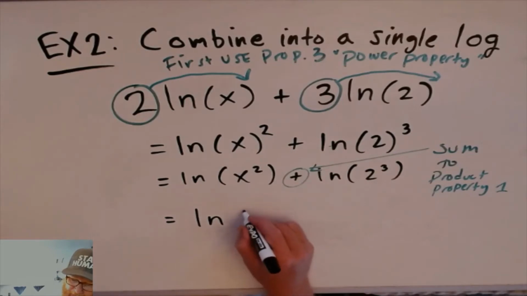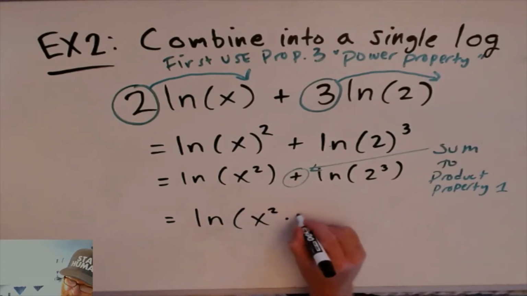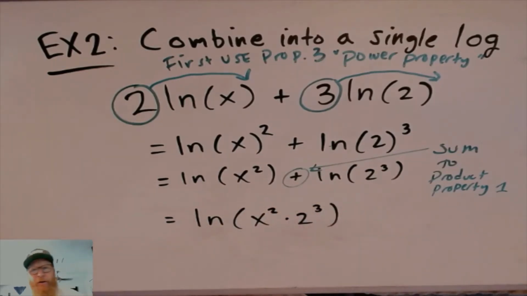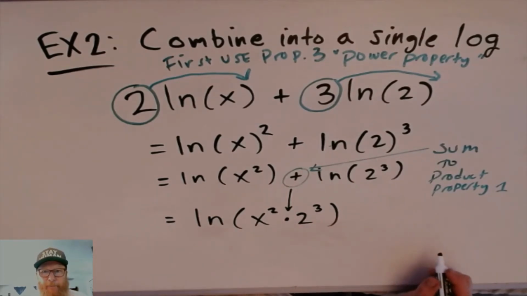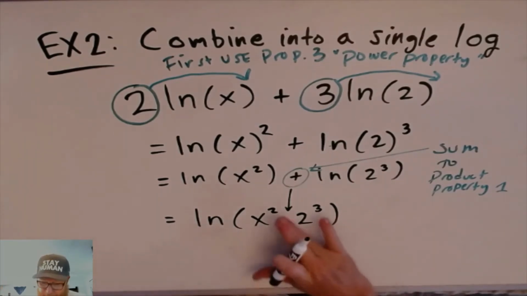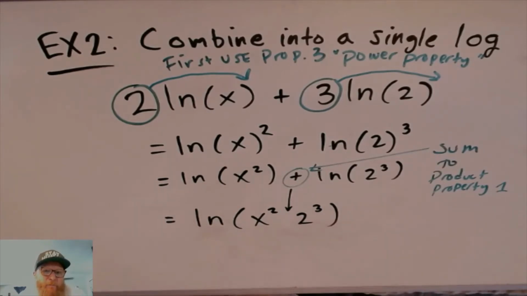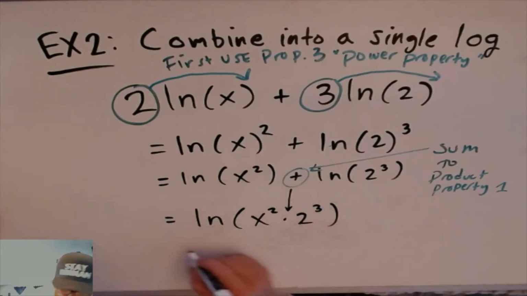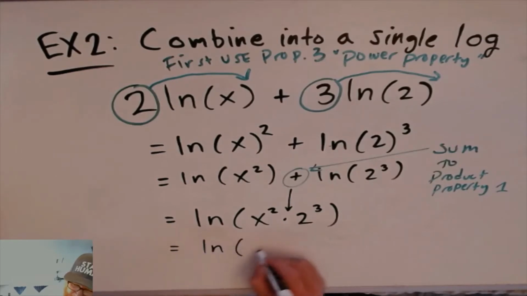So ln of x squared times 2 to the third. Or you could use two sets of parentheses. I'm using a dot as long as it's clear that you're multiplying. In fact, you could even just do nothing. That is multiplication in mathematics. Okay, and then simplify this as much as possible.